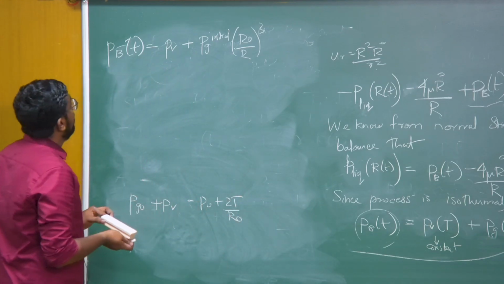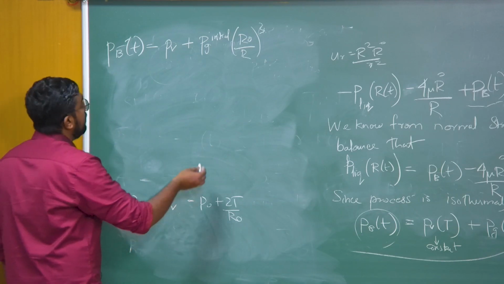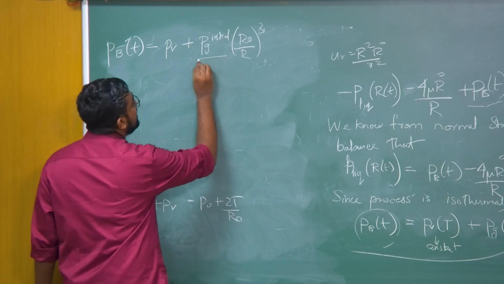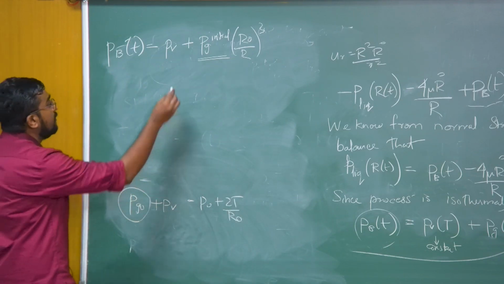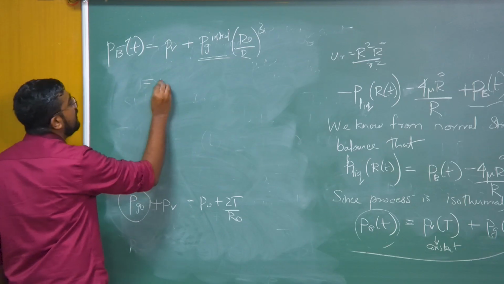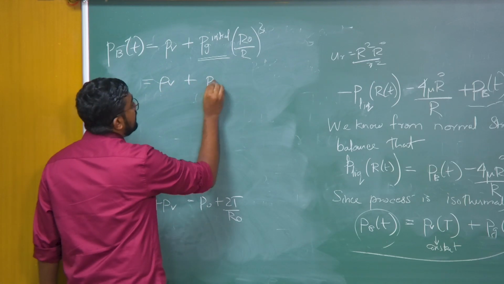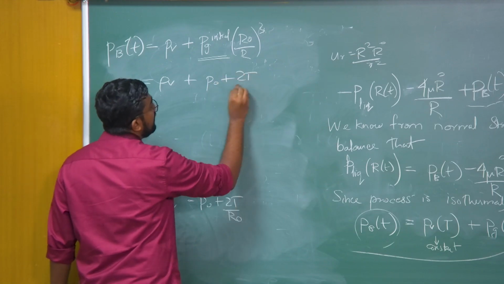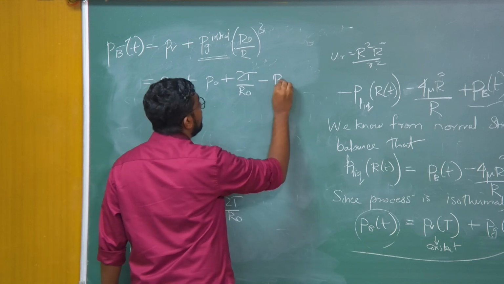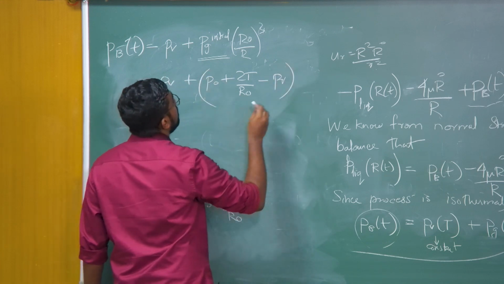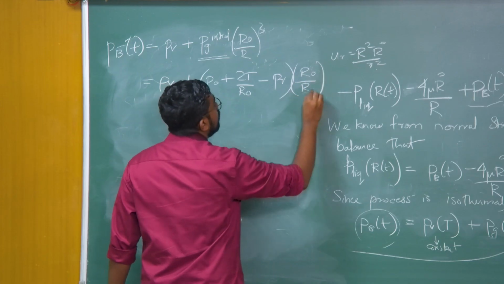Okay. So, we have this, and now we need to substitute the value of Pg initial, which is this, onto this equation. So, we get Pv plus P0 plus 2T by R0 minus Pv, into R0 by R the whole cube.